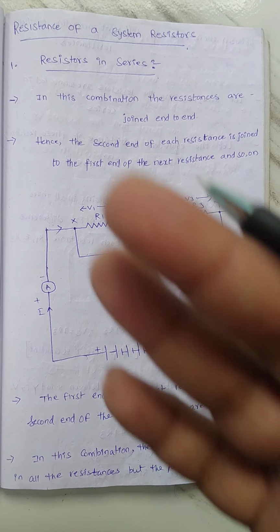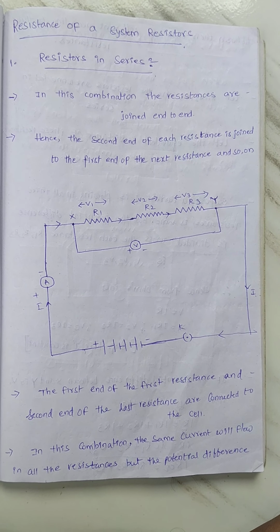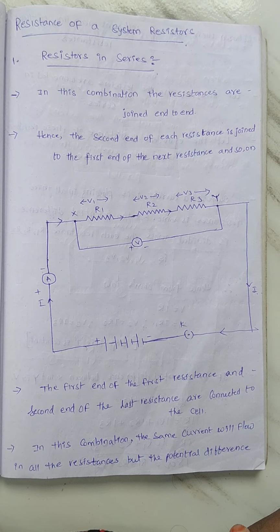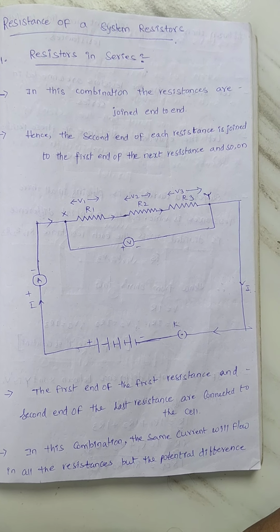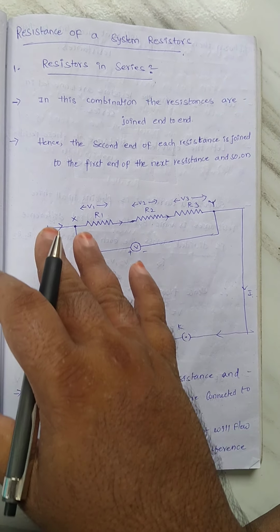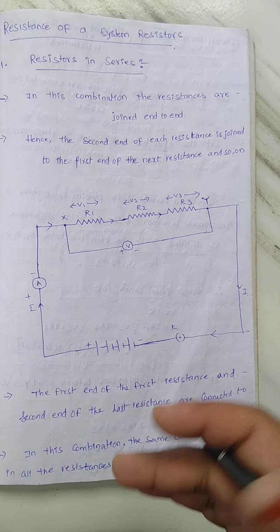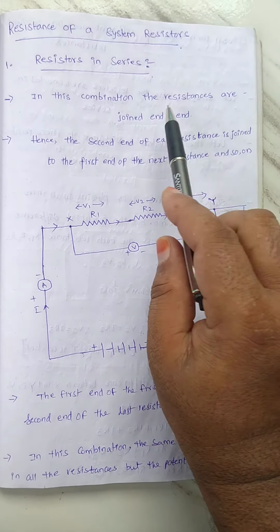Actually, for this, NCERT has also given an activity. Students, if you go through the activity and have any doubt, you can ask me. Nothing is directly there in the activity, but in that also they discuss indirectly these resistors in series only. I want to discuss resistors in series point-wise. The first point is, in this combination the resistors are joined end to end.